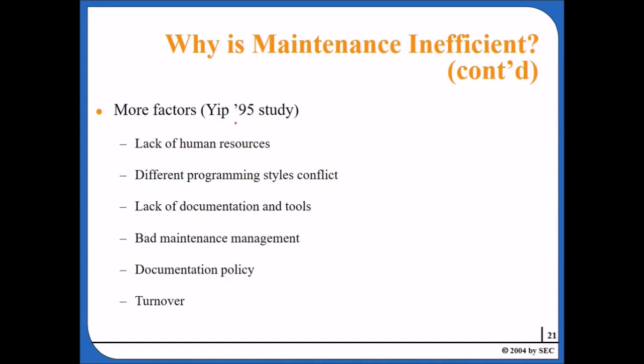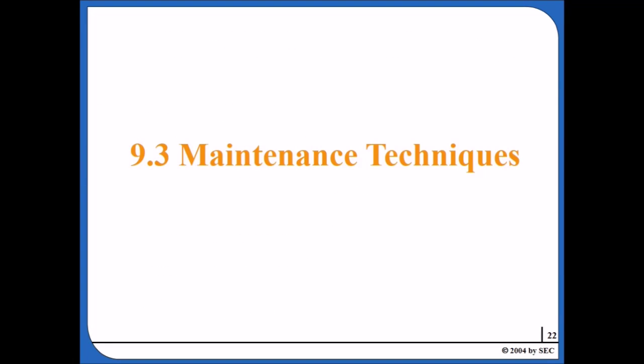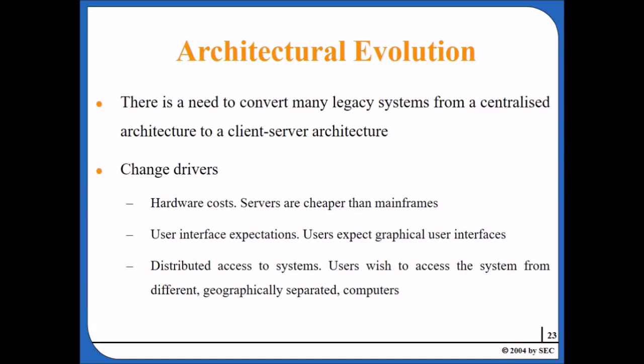Then there are more factors by the YIP 95 study. There may be a lack of human resources, different programming style conflicts, lack of documentation and tools, bad maintenance management, documentation policy, and of course turnover. This turnover may affect maintenance.